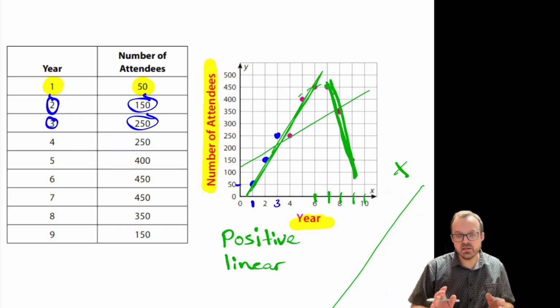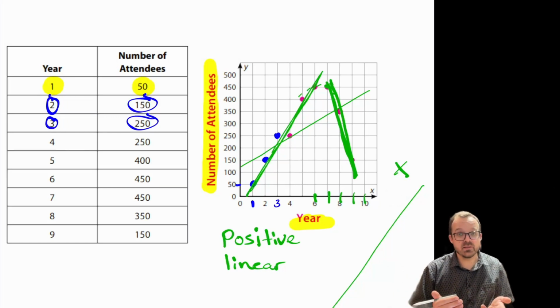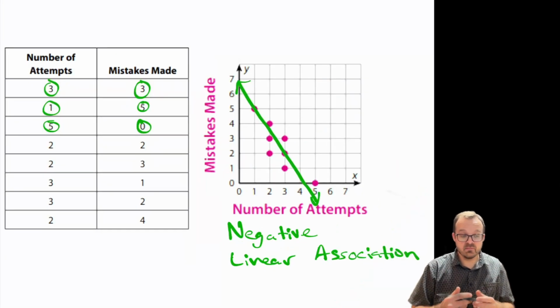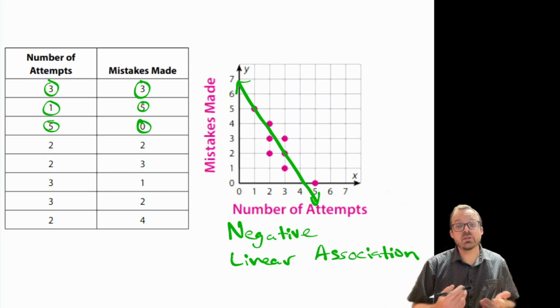But here's the key takeaway. Positive trends don't mean good or bad. It depends on the context. Negative trends, good, bad, it just depends on the context. In this case, it was a good thing, right?